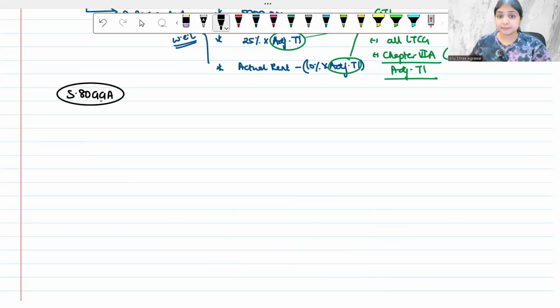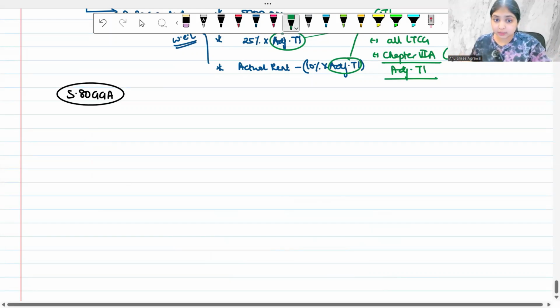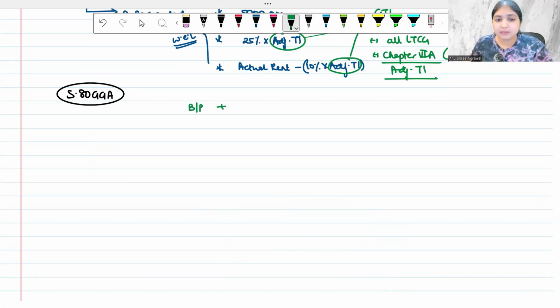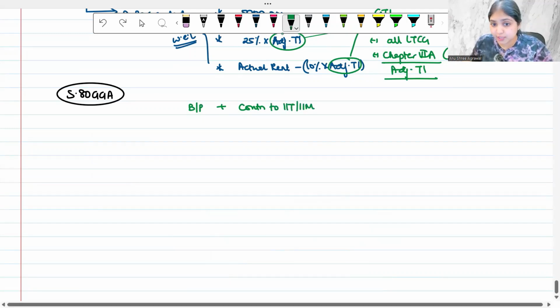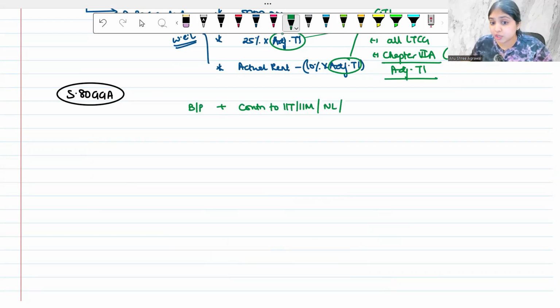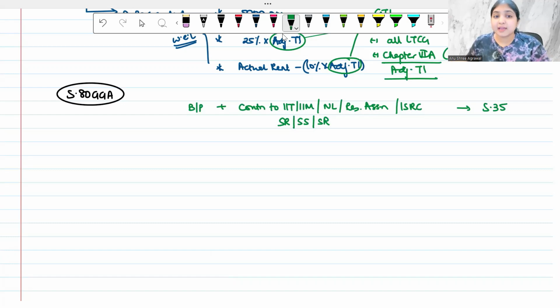80GGA. Now listen, in the PGBP chapter, you had learned that if the assessee is carrying on a business or a profession, and if the assessee makes a contribution to IIT or IIM or to the National Laboratory or to any approved research association or to any Indian scientific research company for the purpose of scientific research or research in social science or research in statistical science, then you give the assessee a deduction under section 35. Do you remember this? It is allowed, right?